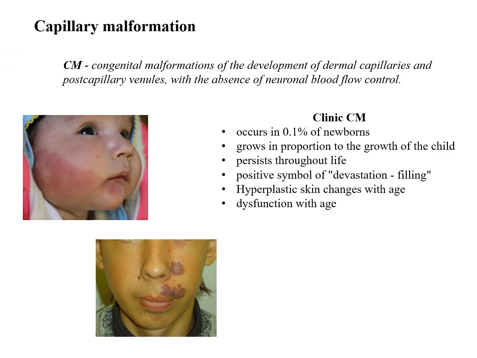Capillary malformation. It's a congenital malformation of the development of dermal capillaries and postcapillary venules with the absence of neuronal blood flow control. By the clinic, it occurs in 0.1% of newborns and grows in proportion to the growth of the child. It persists through life, always has the positive symptom of devastation feeling, and we can see hyperplastic skin change with age, and some dysfunction with age.